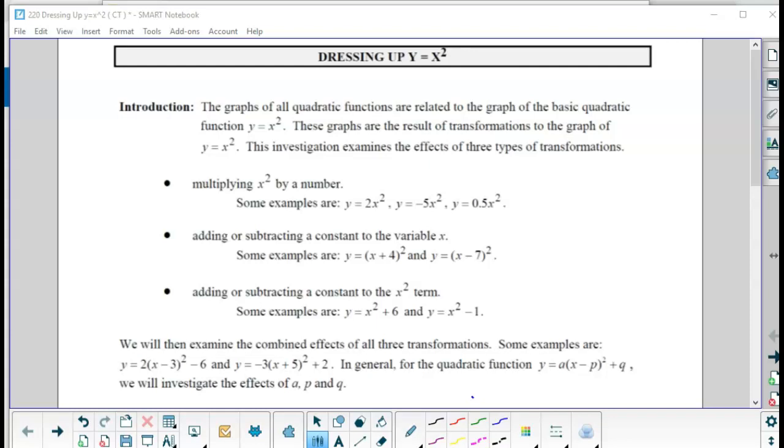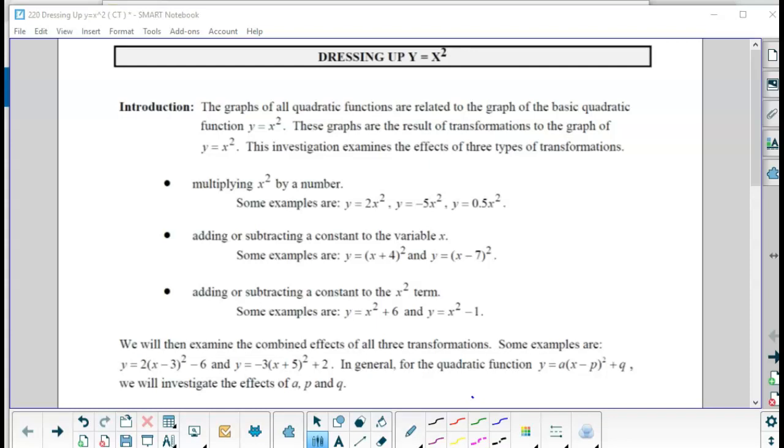Then we could add or subtract a constant to x. So that would be inside the brackets, and then square that. Or we could add or subtract a number outside of x squared. So we're going to examine the combined effects of all three. Some examples are given there, okay?